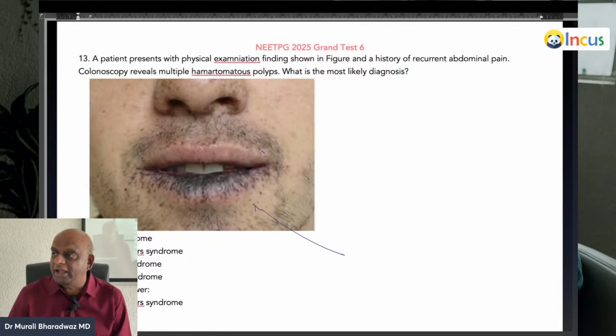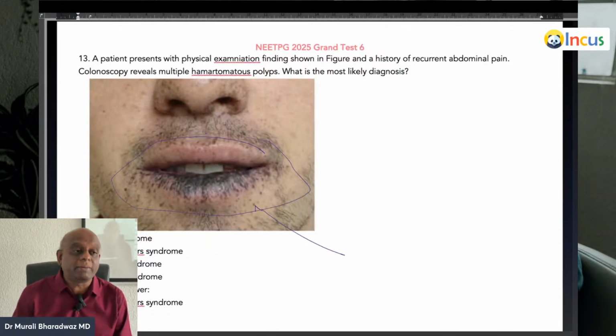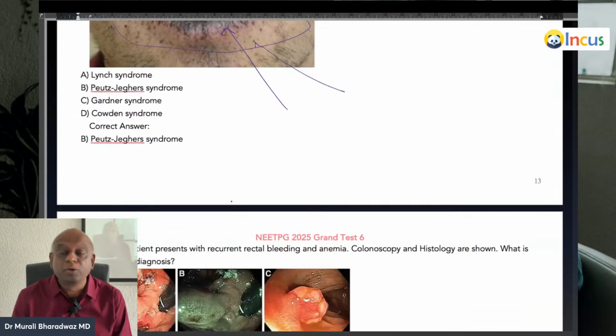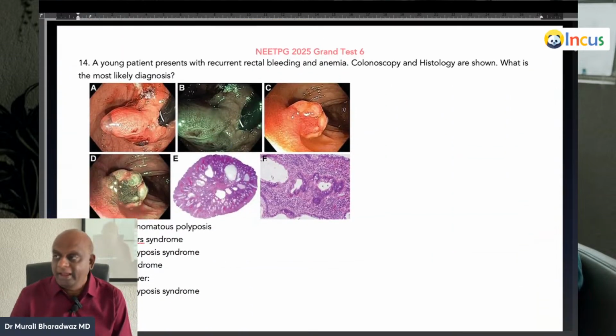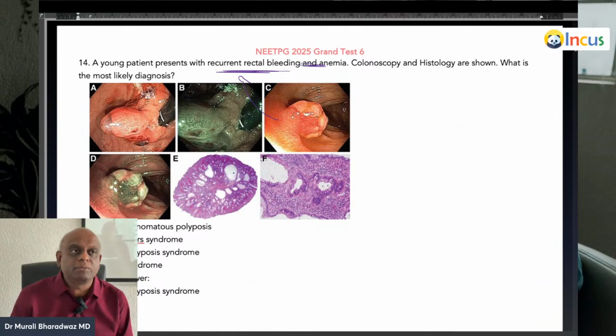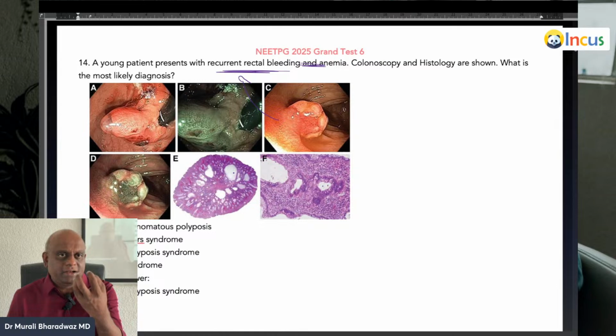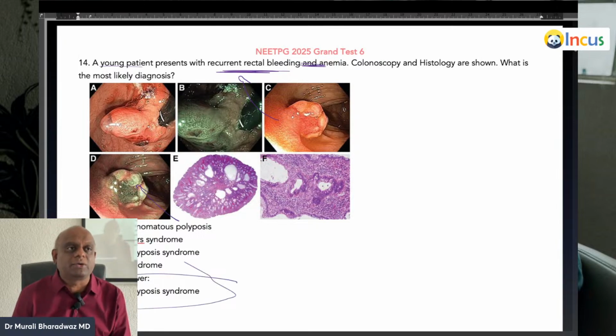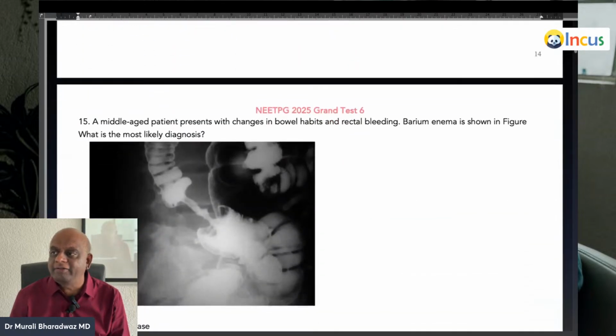Here the patient is having multiple hamartomatous polyps along with hyperpigmentation perioral, an example of Peutz-Jeghers syndrome. A young patient with recurrent rectal bleeding and anemia, whenever he is passing motion, he is having that prolapsing polyp. So the mother comes to you anxiously. So it is a case of juvenile polyposis syndrome is what you need to identify.